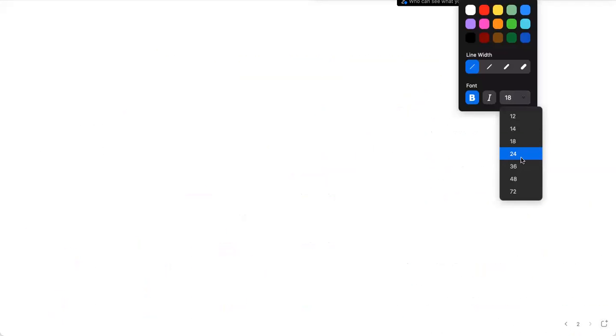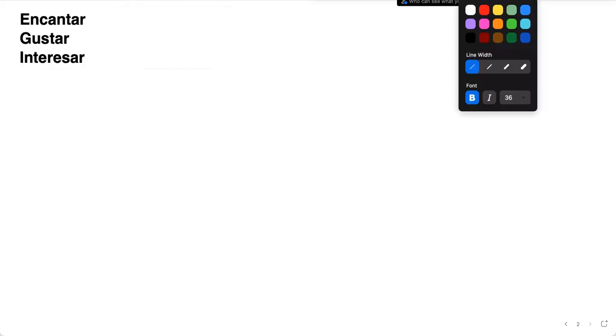All right. So we have verbs similar to the gustar verb. And what are those verbs? Encantar, gustar, interesar. Encantar is to love, or you can say you like it very, very, very much. Gustar mucho. Gustar. No gustar.